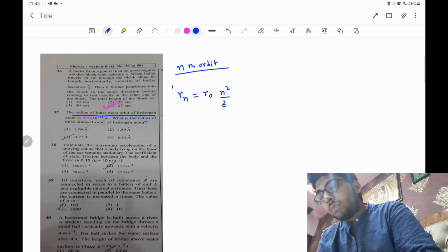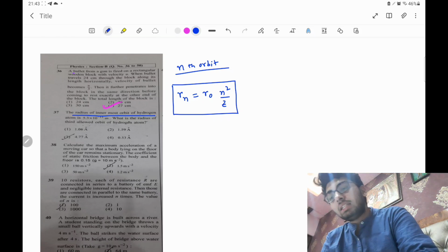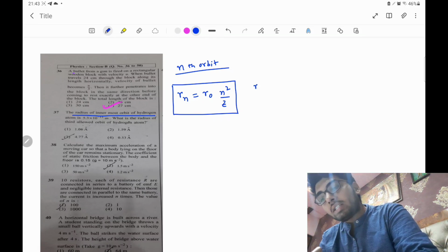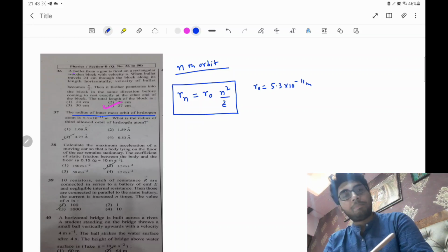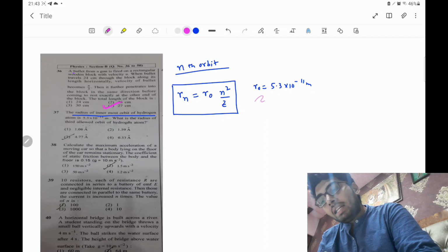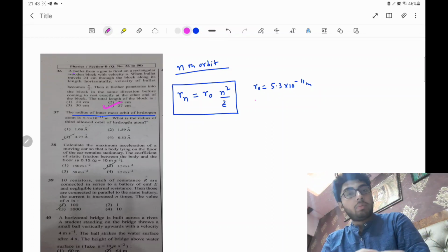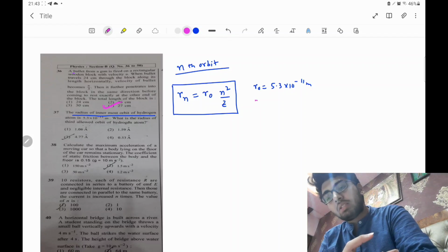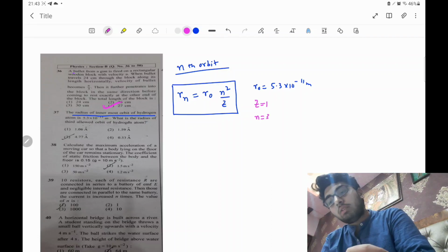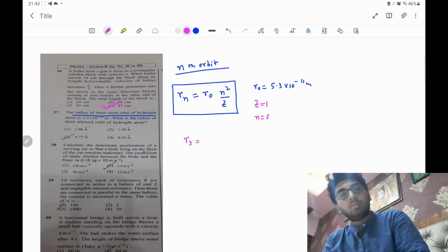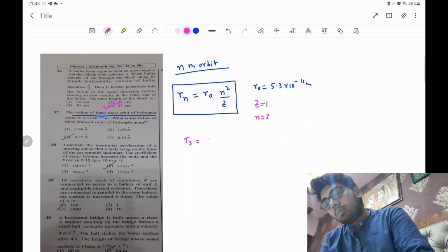Just remember, here you can clearly see that the value of r0 is given to be 5.3 × 10^-11 meter, isn't it? And what is n here? You have been asked to find the radius for the third allowed orbit for the hydrogen atom. So obviously for hydrogen atom Z is 1, and n is 3. If you put the values here, the radius of the third orbit will come as 5.3 × 10^-11 × 3² / 1.